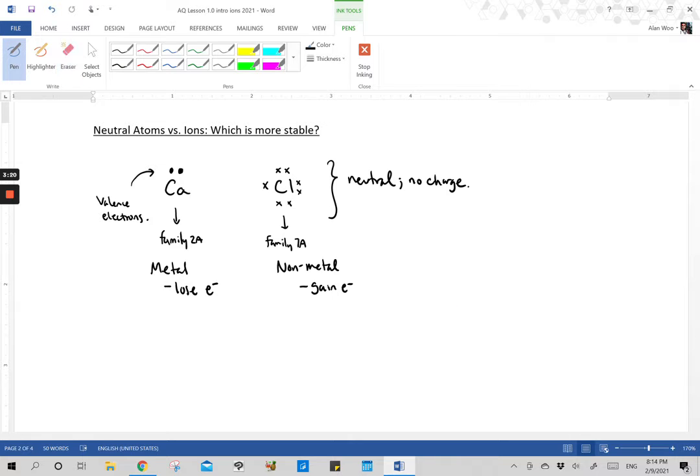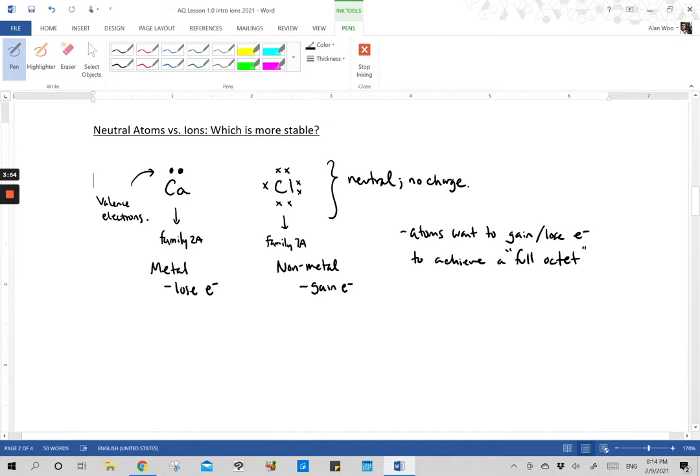Now, the whole point of losing and gaining electrons is to complete the outermost shell. So either the outermost shell has no electrons or it has 8 electrons. Atoms want to gain or lose electrons to achieve a full octet. That's the chemistry term for having a full shell of outer electrons, or having no electrons in the outermost shell.